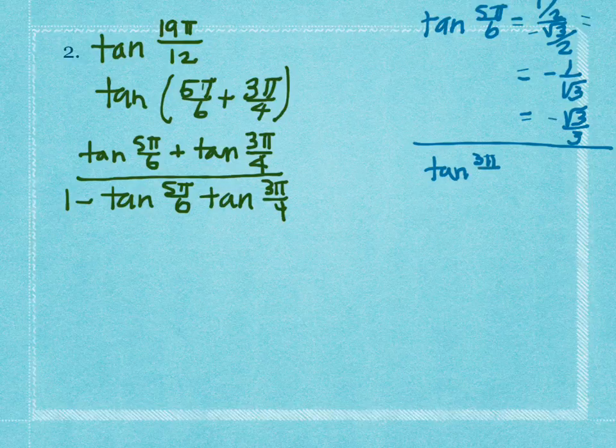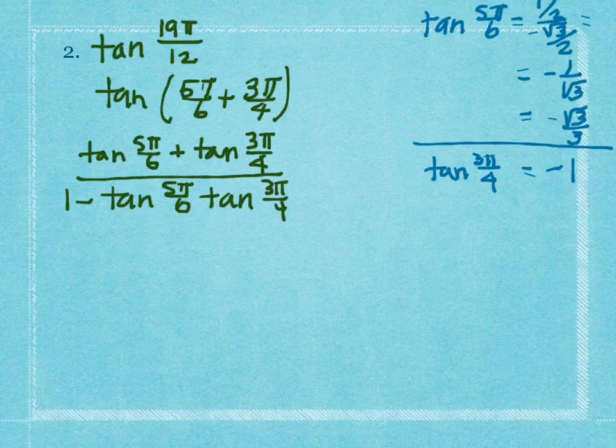That one's actually very friendly because what happens at 3 pi over 4? It's just 1. Well, it's negative 1 actually, right? But yeah, it's 1 because the sine value and the cosine value are the same except that one of them's negative. So this is actually negative 1, so I like that value real well.